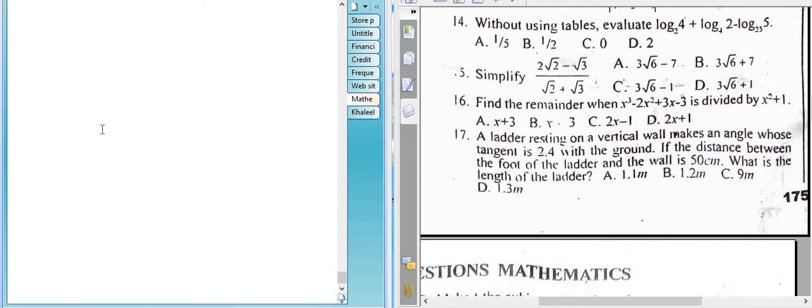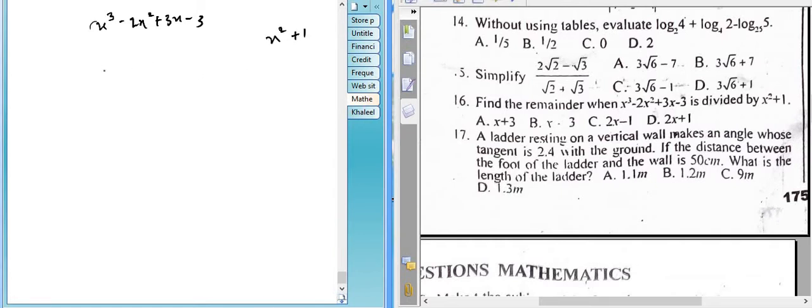So without wasting time, question number 16 is given as: find the remainder when this expression is divided by this. So the expression is x cubed minus 2x square plus 3x minus 3, and the divisor is x square plus 1. Okay, so we are going to take long division of the polynomial, and we put this x square plus 1.